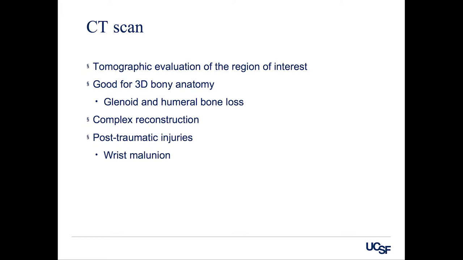The only time we really use it in my practice for the shoulder is to evaluate chronic instability. If a patient has had a lot of dislocations, sometimes they can start wearing down the bone on the glenoid or the bone on the humeral head, and then using a CT scan will allow us to evaluate that very accurately, more so than even an MRI in those instances.